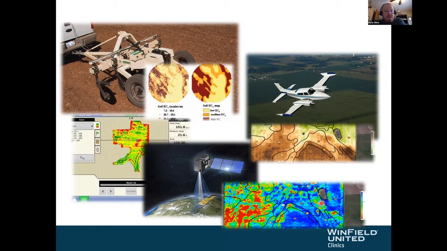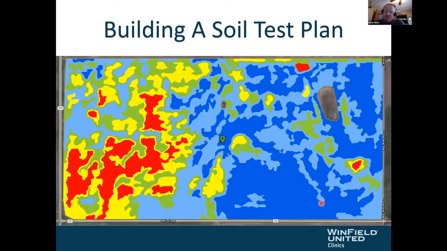So you have to start with a way to build zones, and you use this kind of information. I'm not going to get into how you take this information and build it into zones, but just that you have all this at your disposal to build those productivity zone maps. Once you have it, then you have your baseline. You have your zone map you want to use, and you build a soil test plan.